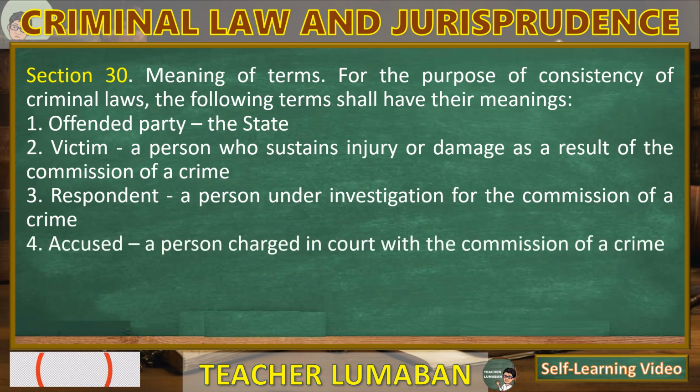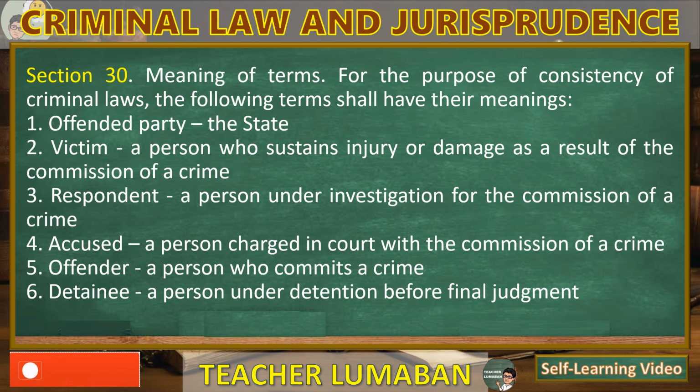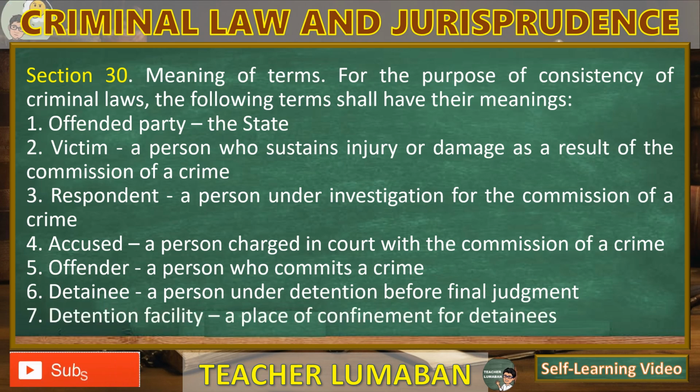4. Accused a person charged in court with the commission of a crime. Inakusahan isang taong kinasuhan sa korte ng paggawa ng isang krimen. 5. Offender a person who commits a crime. Nagkasala isang taong nakagawa ng krimen. 6. Detainee a person under detention before final judgment. Detainee isang taong nakakulong bago ang huling hatol. 7. Detention facility a place of confinement for detainees. Detention facility isang lugar ng pagkulong para sa mga detenido.